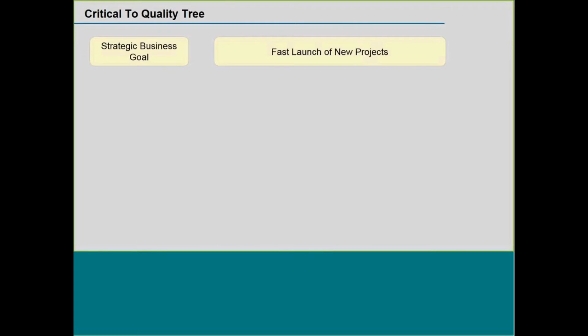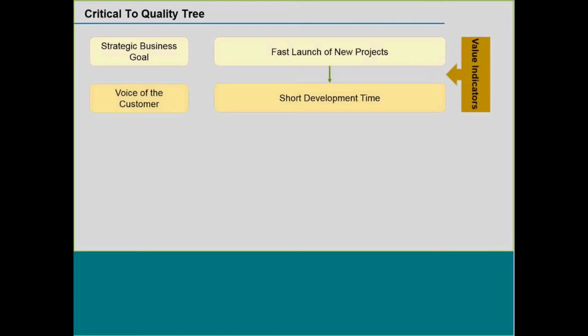The critical to quality tree will essentially start off with strategic business goals at the top. Now on the right here, we have an example of a strategic business goal: fast launch of new products. The second level of the critical to quality tree is the voice of the customer. Now, if we were to take our fast launch of new products and put that in the voice of the customer framework, what we are assuming our customer wants is a short development time.